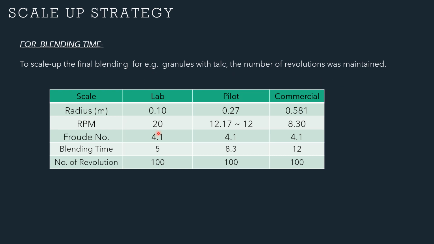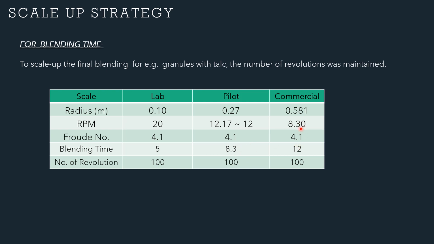What it means, for example, in the lab scale we are mixing for 5 minutes at 20 rpm, so our revolution will be 20 into 5 means 100 revolutions we are doing. So the same, near about 100 revolutions we will follow for the scale up. For example, in the pilot scale we already calculated rpm 12, so at 12 rpm we will mix for at least 8 minutes, so that our revolution will be constant. So based on that we will decide our blending time.